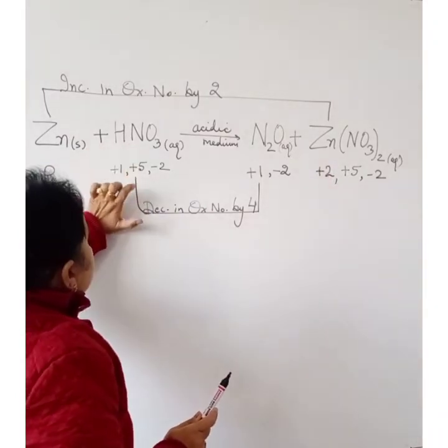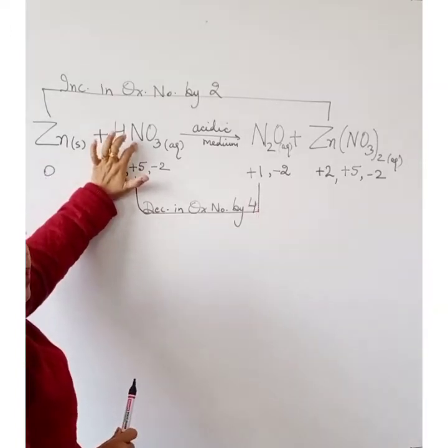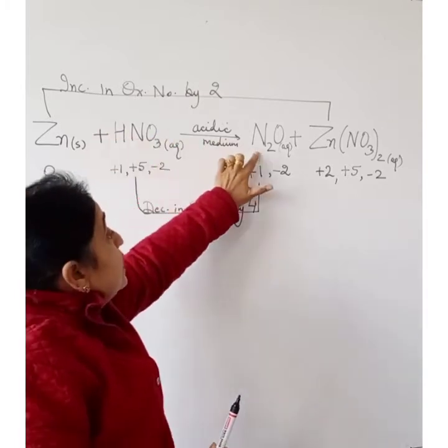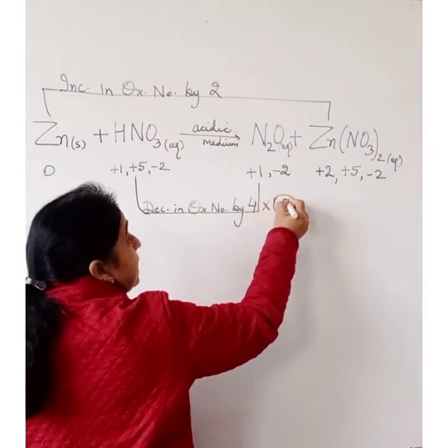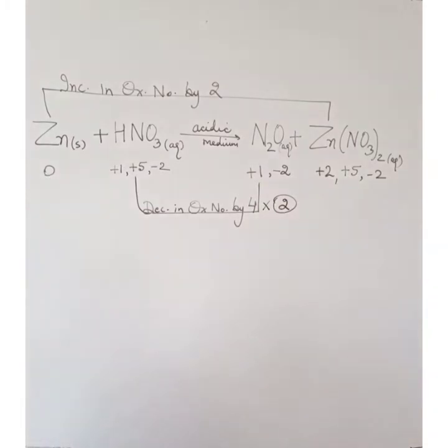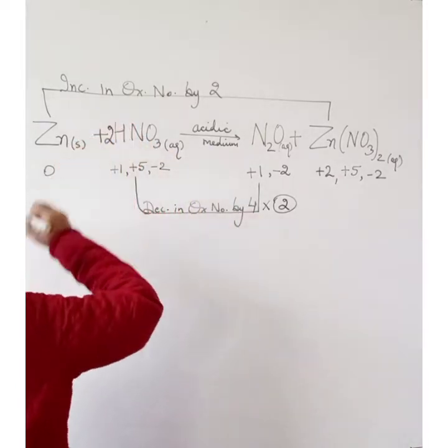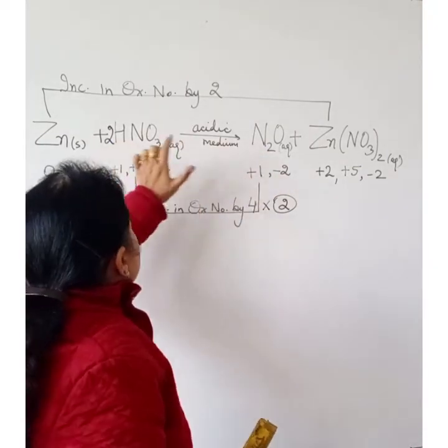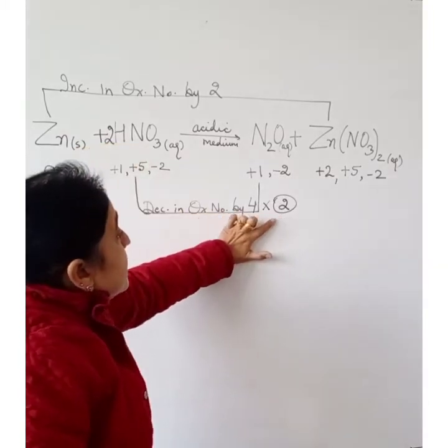Here 1 nitrogen is there, but here there are 2 nitrogen. That means you are not comparing it per atom. Here 1 nitrogen and this side 2 nitrogen. So what am I going to do? First of all, I am going to multiply it by a suitable coefficient so that it becomes 2. So I will put 2 here. Very first thing, because I have to balance the number of nitrogen atoms. So I am putting 2 here, 2 nitrogen here, and I am multiplying this by 2.